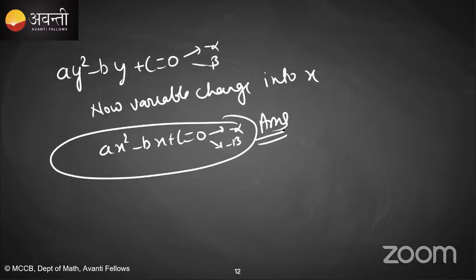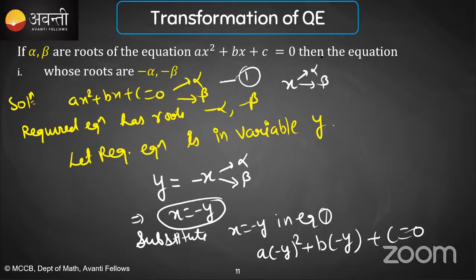Answer. Is this clear? Everyone, tell me quickly in the chat box. Is this clear? Everyone, quickly reply in the chat box. Is this clear or not? Janvi Ballari, Janvi Uttara Kannada, everyone, tell me quickly in the chat box. Okay, very good, right? You have understood how to change the variable and how we are transforming the quadratic equation, right?